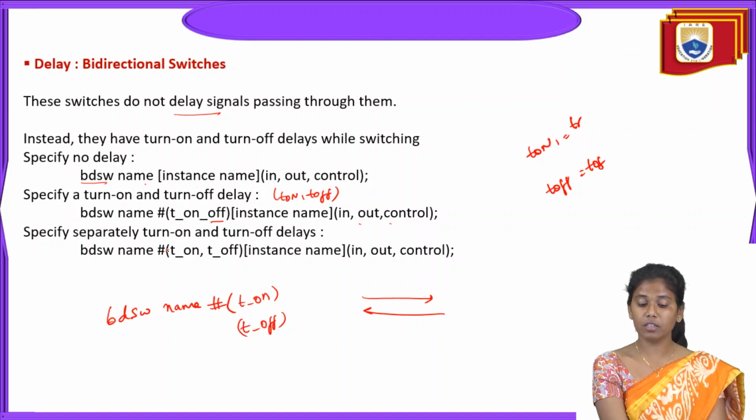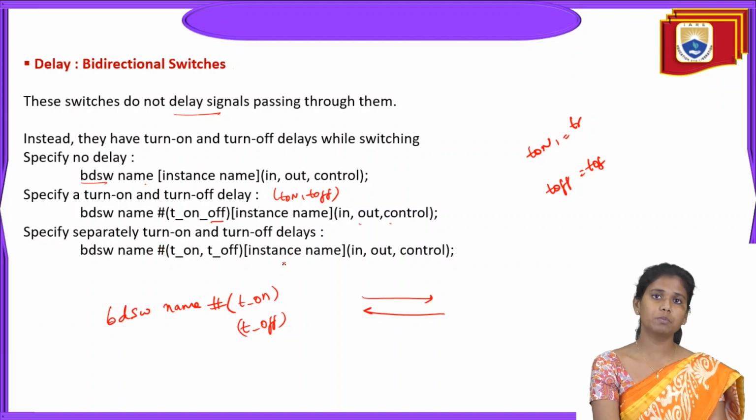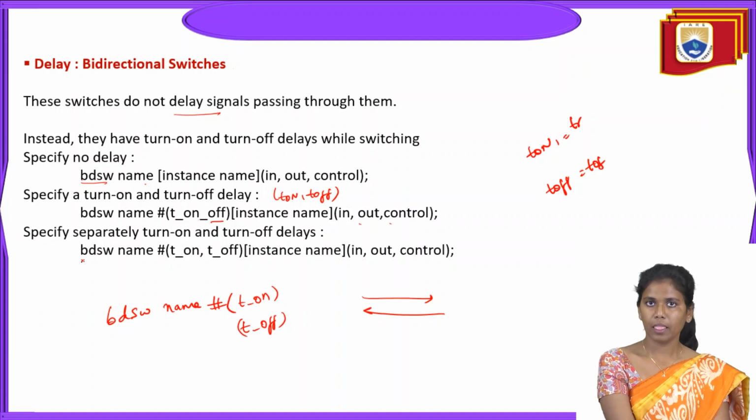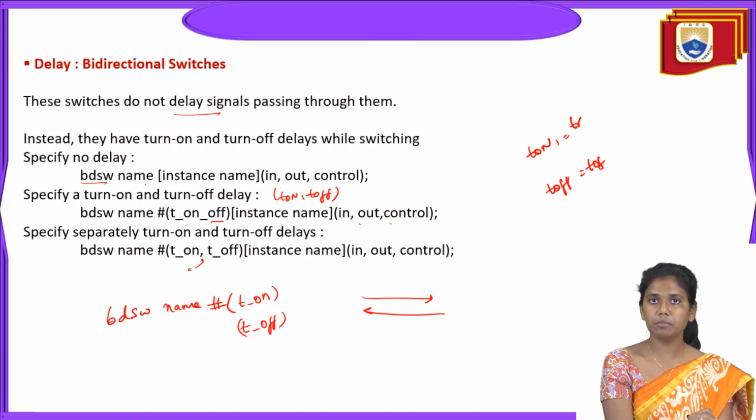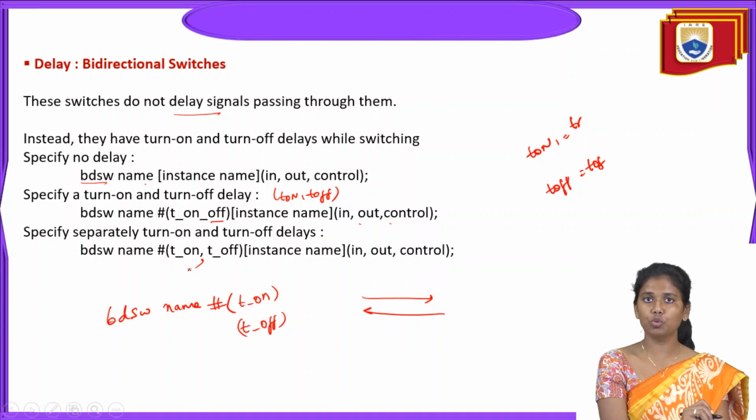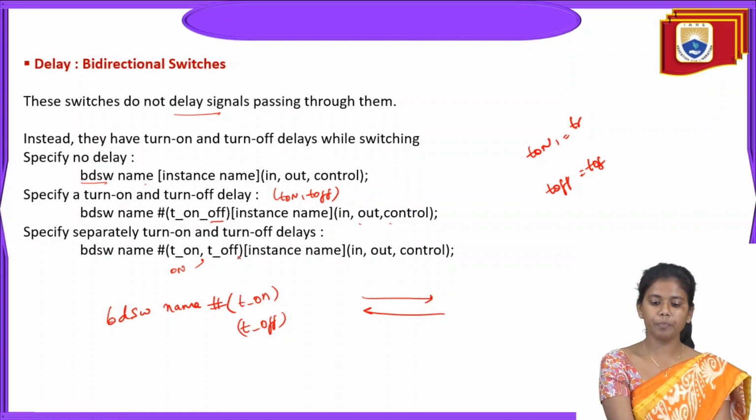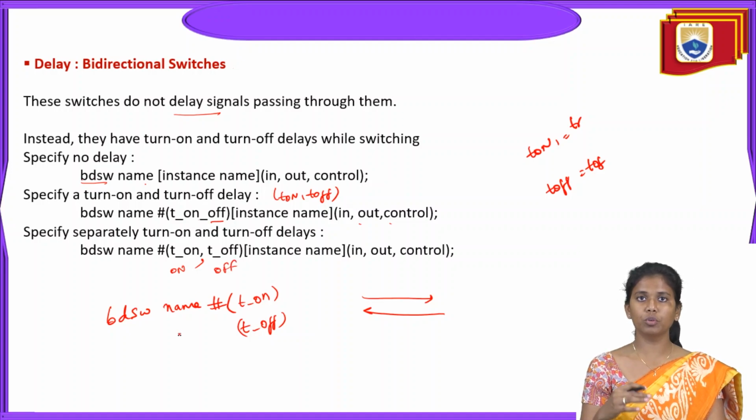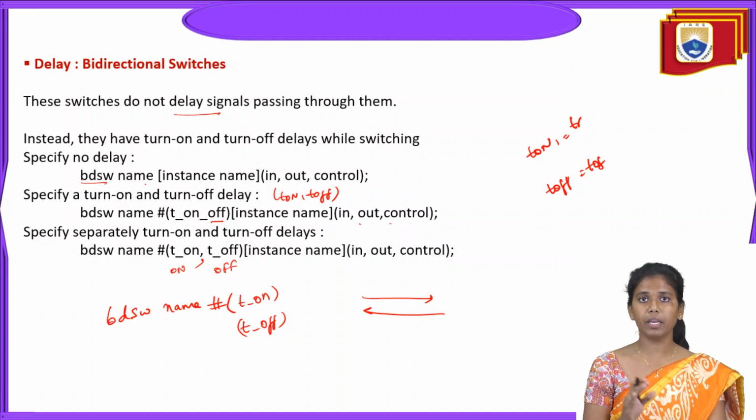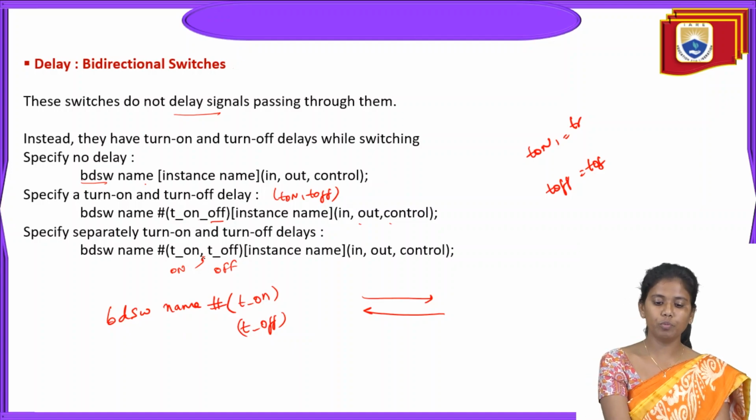Separately specify turn on and turn off delays. How can we specify them separately? Like this: bidirectional switch name, turn on and turn off. Here we are separating the two times with a comma. One is the on time and one is the off time. If you want to specify separate times, then you have to go with a comma.